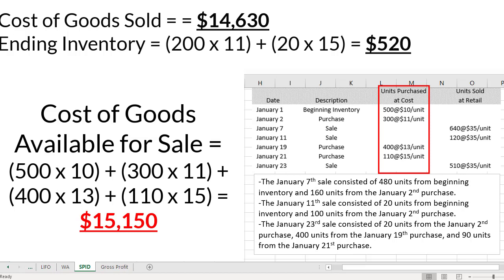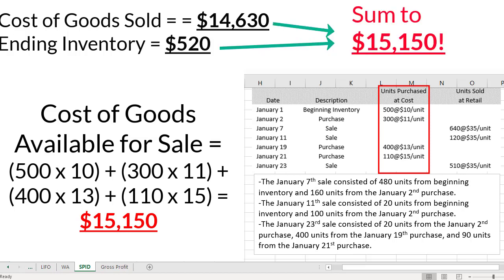Now if we take the ending inventory of $520 and add that to the cost of goods sold of $14,630, we get, well, $15,150, the same as the cost of goods available for sale. So that's a good way for you to check your work, and it works regardless of which inventory costing method you are using.